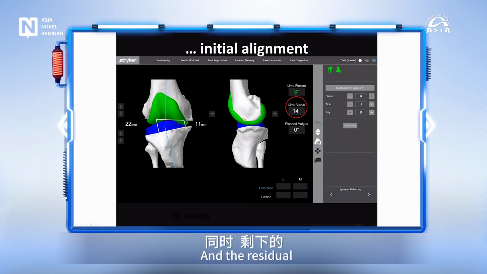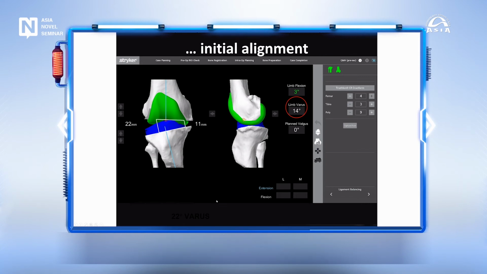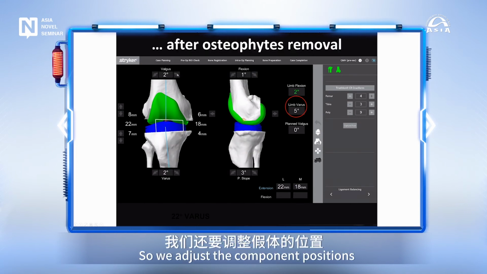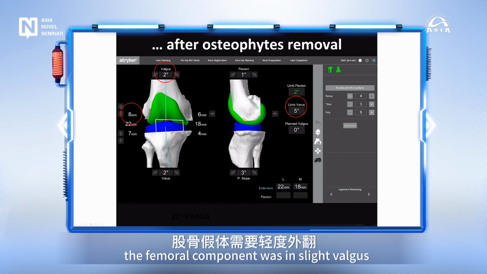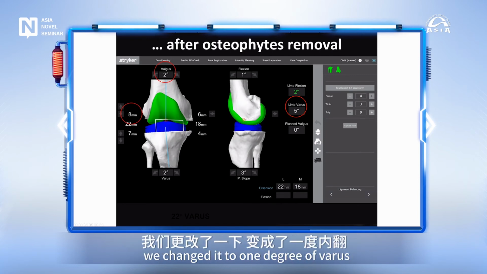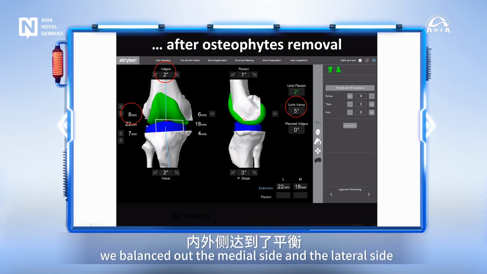And for the residual, we put the femoral component in slightly more valgus, so we remove more bone on the lateral side. So we adjust the component positions. Initially, according to the pre-op plan, the femoral component was in slight valgus. We changed it to 1 degree of varus. After that, you can see that we balance out the medial side and lateral side.